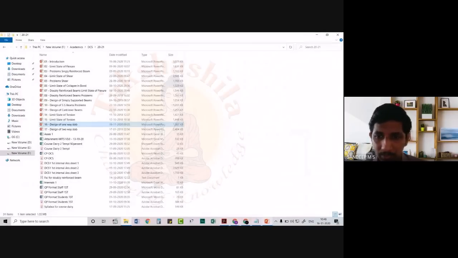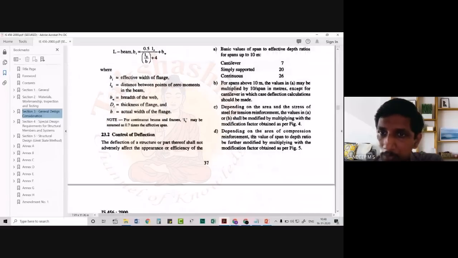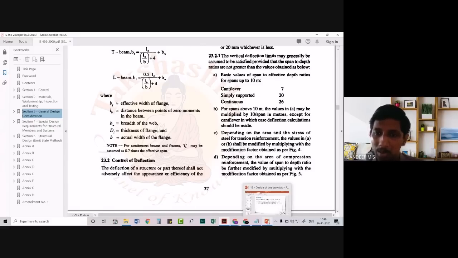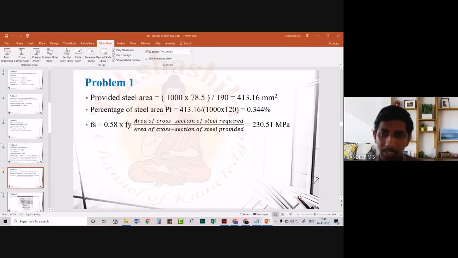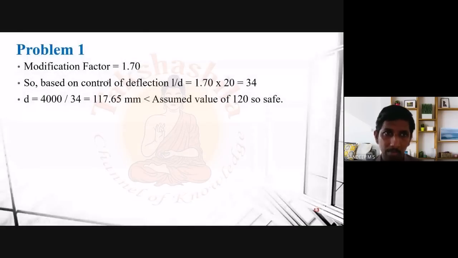Okay. So once you get that modification factor as per this code, what do you have to do? You have to modify this value by multiplying this modification factor with respect to this value. So basically our span to depth ratio can be modified as 20 into modification factor. Here I have obtained the modification factor as 1.7. So what I will do is I will just go back here, and from this curve I have obtained a modification factor of 1.7. So based on the control of deflection L by D, again I am recalculating the L by D ratio as 1.7 into 20, the first value that's suggested by Part A. 20, that will come around 34.